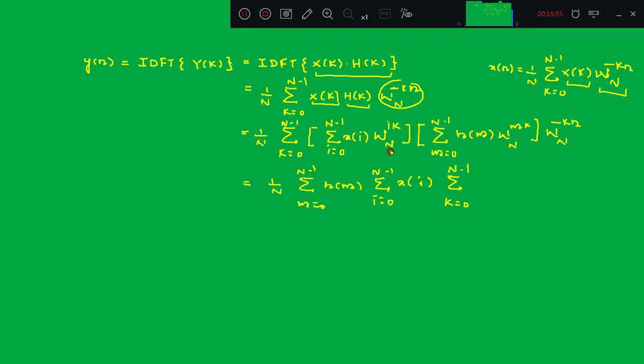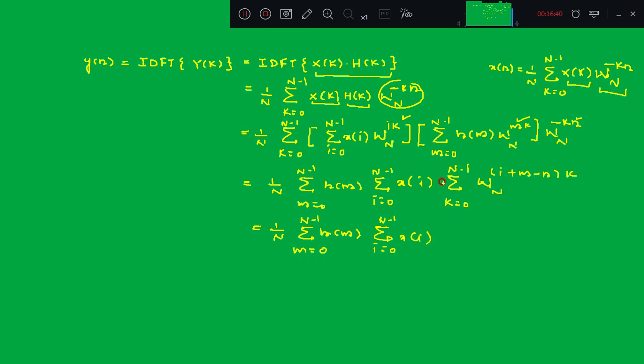Next I will combine all these twiddle factors, so this W raised to ik, W to mk and W to the minus kn. By combining all the powers of W, what I will get is i plus m minus n, multiplied by k, right? Next, this 1 by N, summation m equal to 0 to N minus 1, h of m. Next, summation i equal to 0 to N minus 1, x of i.